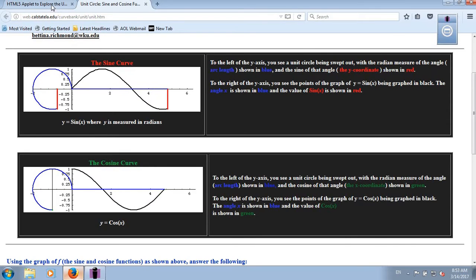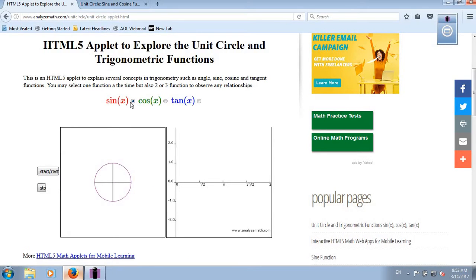Now let's take a look at another website. This website also has a unit circle here and shows the graph rotation. So let's go ahead and take a look at sine and see what happens. When we deal with sine, you have the red segment. The red segment is the y value of this point, the y coordinate of this point as the angle rotates. So let's go and try it again.